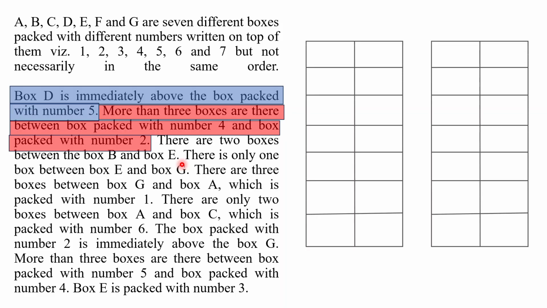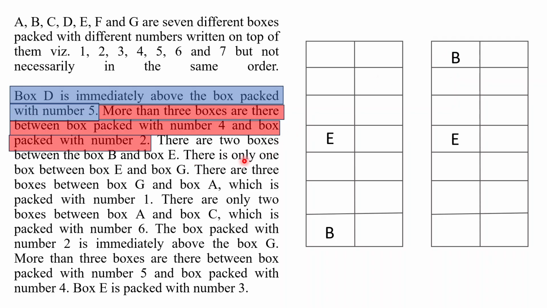So I have taken 2 cases. In the first case, let's suppose I have placed E here and B below E. So there were 2 boxes between box E and box B. So in the first case, I have placed B below E. In the second case, I have placed B above E, 2 boxes. Box B is 2 boxes above box E in case number 2.